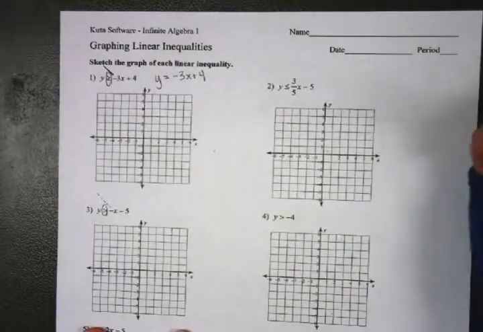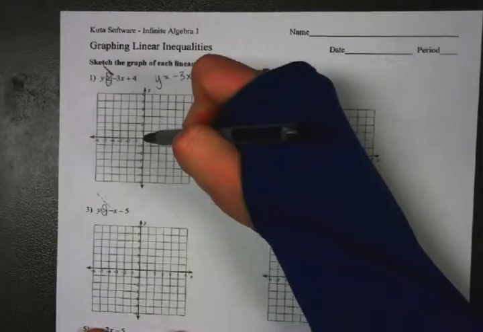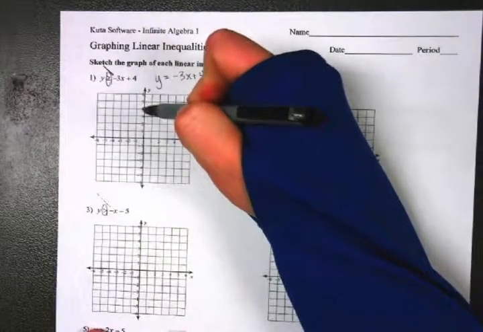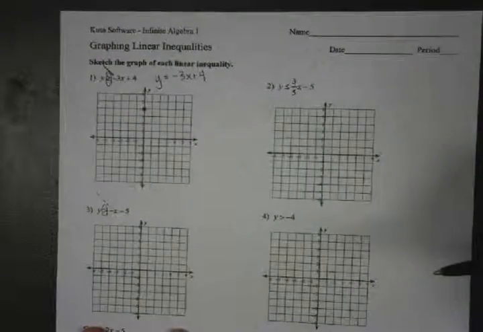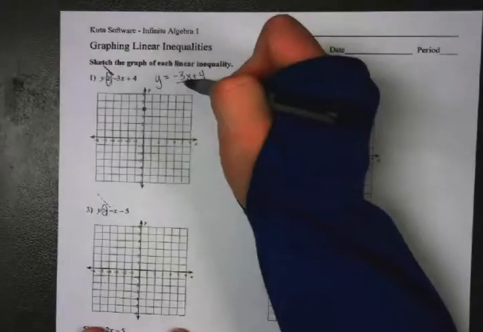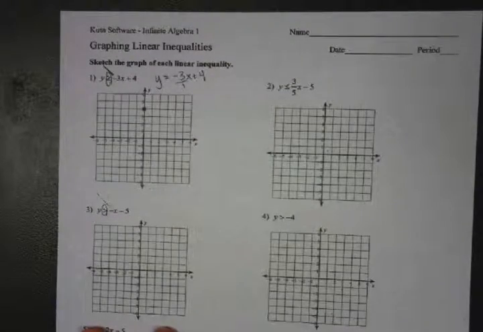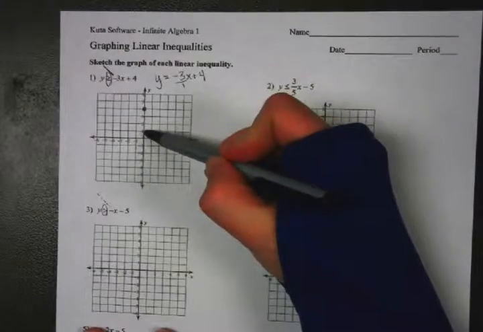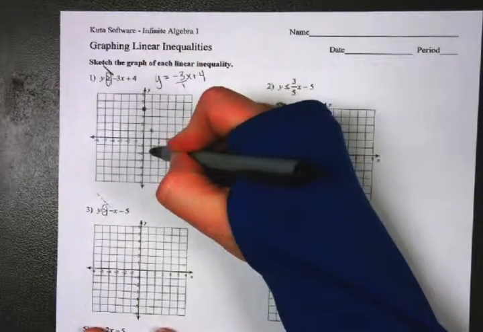So this is just reviewing graphing. So our intercept's at 4. My slope is -3/1. So down 3, right 1. Down 3, right 1.